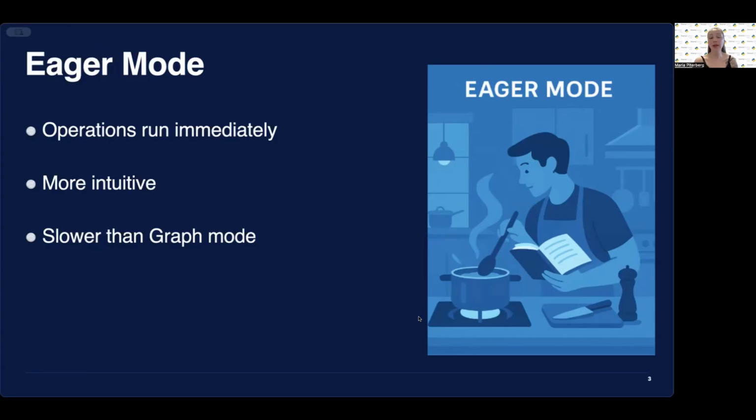The trade-off is that eager mode is way slower because the framework cannot optimize the entire computation graph ahead of time. So you can think of it like this. Graph mode is like compiling a recipe before cooking. Efficient and repeatable once you know exactly what you're doing. On the other hand, eager mode is like cooking step by step, tasting and adjusting as you go.